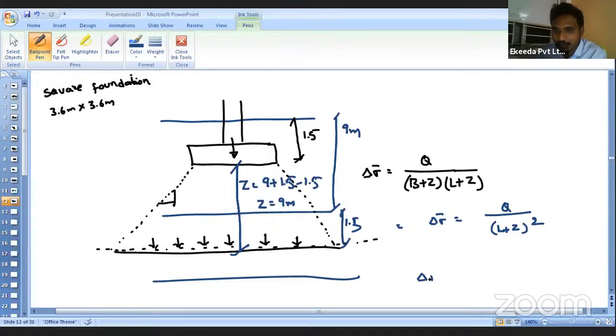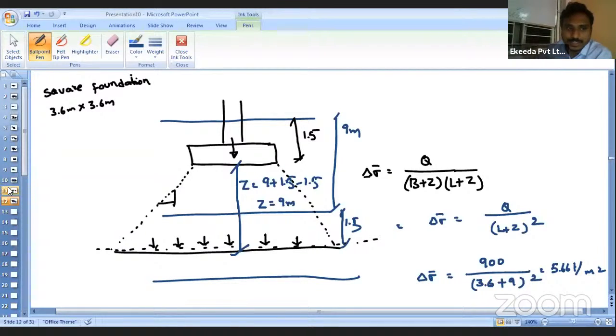So delta sigma bar will be equal to, what is the total load given? 900 tons divided by, what about the dimension of the foundation? 3.6 meter plus Z value, which was obtained to be 9, whole square. If we solve this, we get 5.66 tons per meter square. That's it. Substitute in the equation.